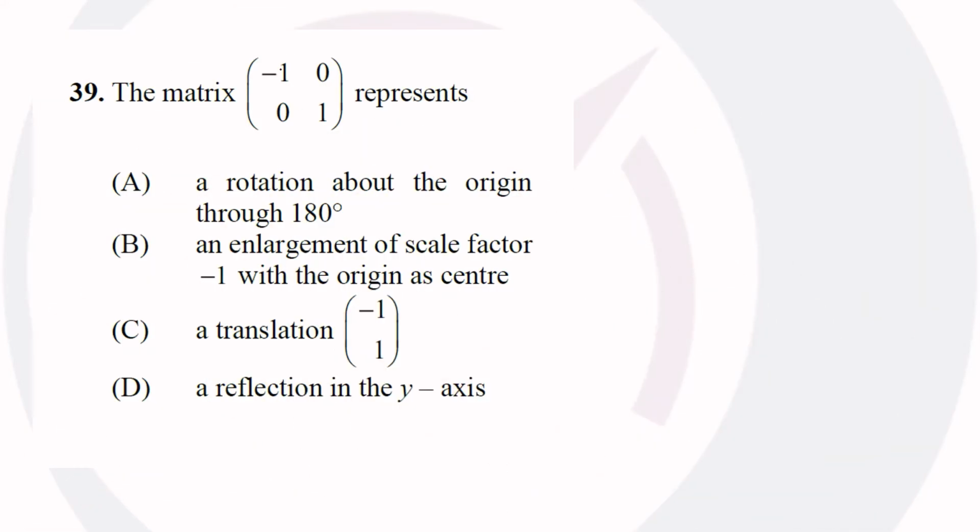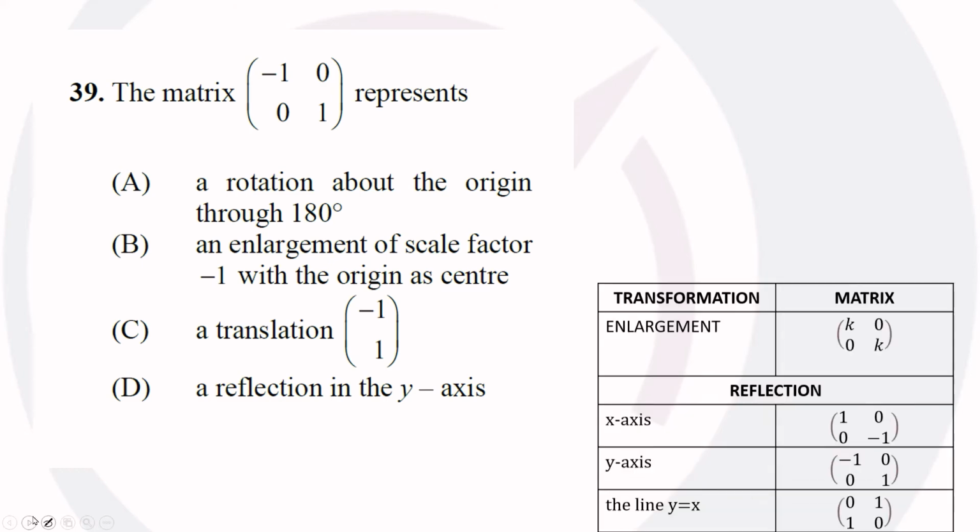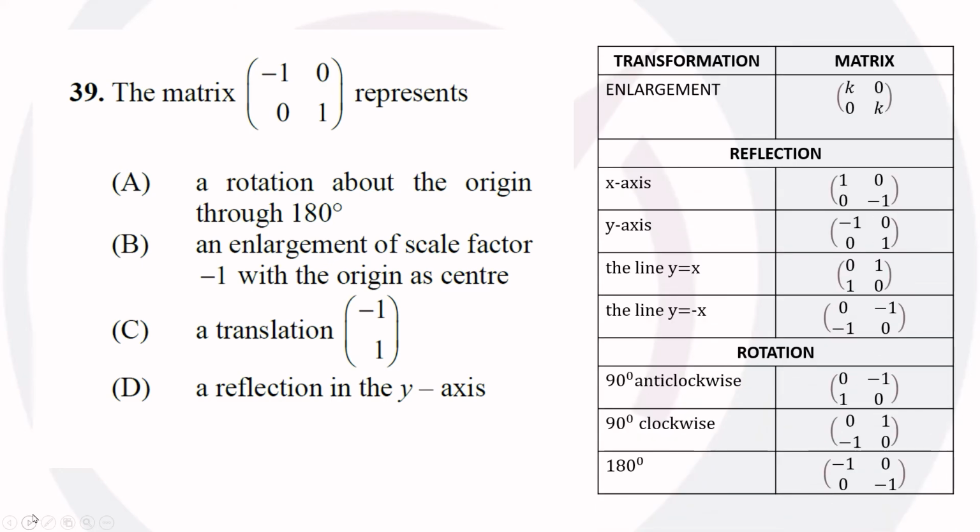And for number 39, anybody remember this one? Negative 1, 0, 0, 1 represents what? Let's look back at our table. And it matches which one? It matches a reflection in the y-axis. So this one matches to this one. A reflection in the y-axis, and that matches to D.